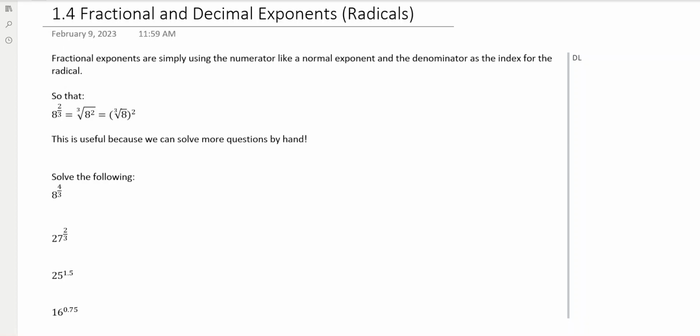Hello and welcome to my video lesson 1.4 on fractional and decimal exponents. So we're going to go through what these look like and how to change them into a radical.